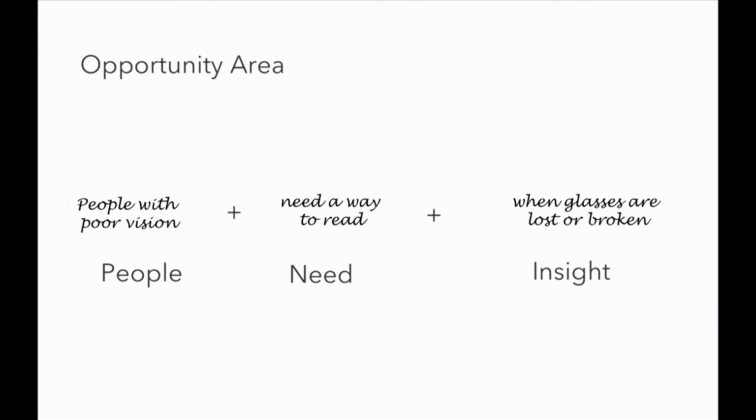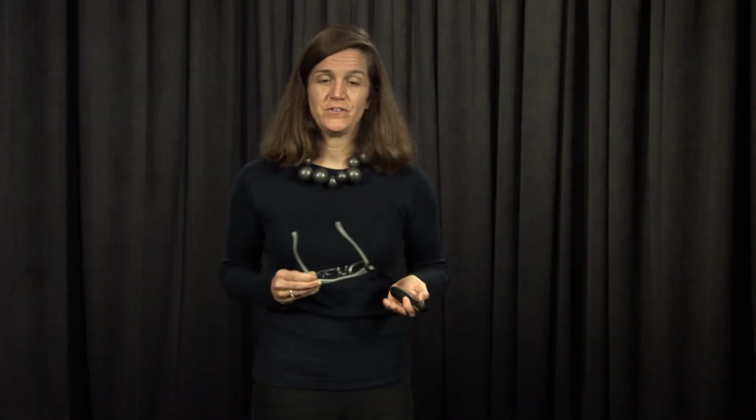So here's an example. These designers realized that people with poor vision, like myself, need a way to read when glasses are lost or broken. This is a lovely opportunity area from which they then could brainstorm a whole different set of solutions. One perhaps was glasses, another perhaps was a set of contact lenses, another perhaps was a different set of reading materials that had larger text. There's a whole different set of solutions that you could brainstorm based on this opportunity area.